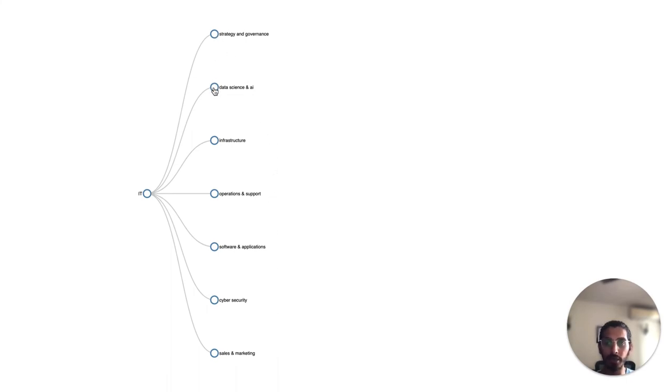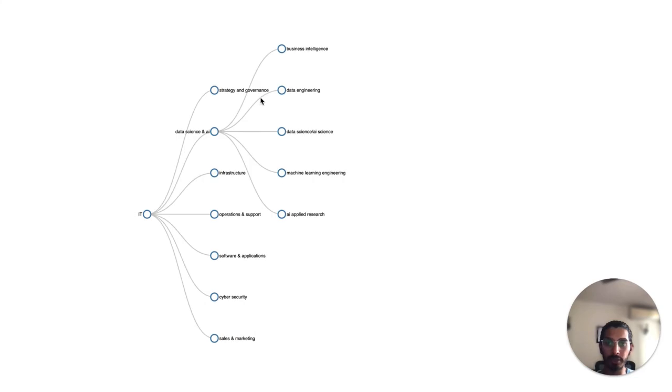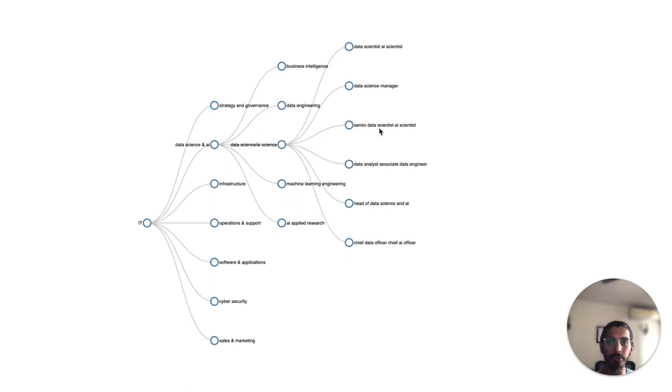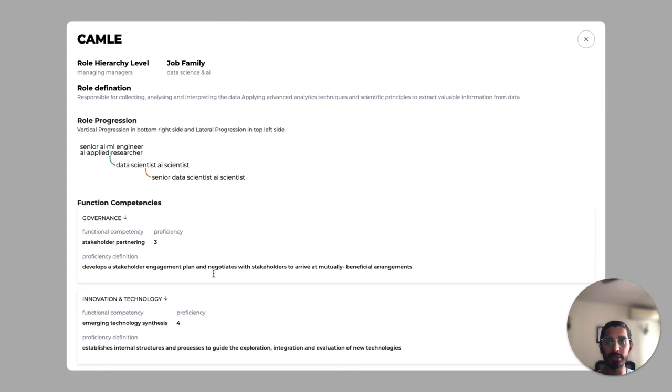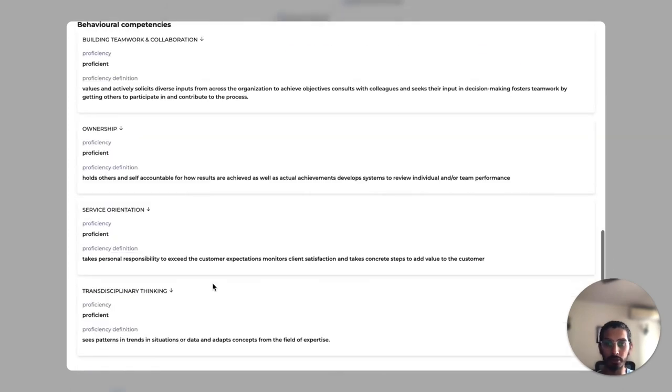And when you click on any job family, you see the functions associated with those job families. And when you click on a specific function, you see multiple roles appearing. And when you click on a role, you can see the details about those roles.